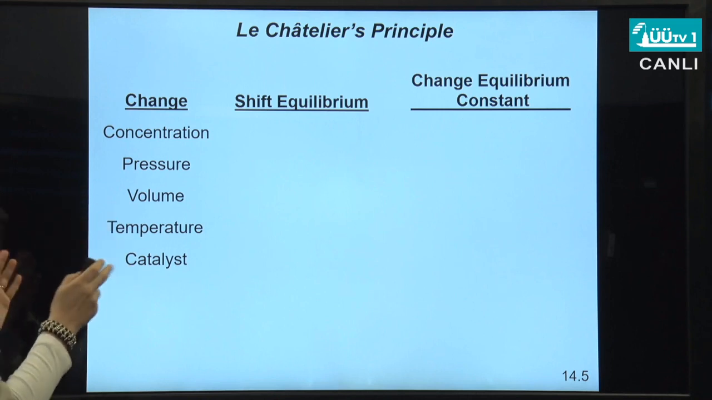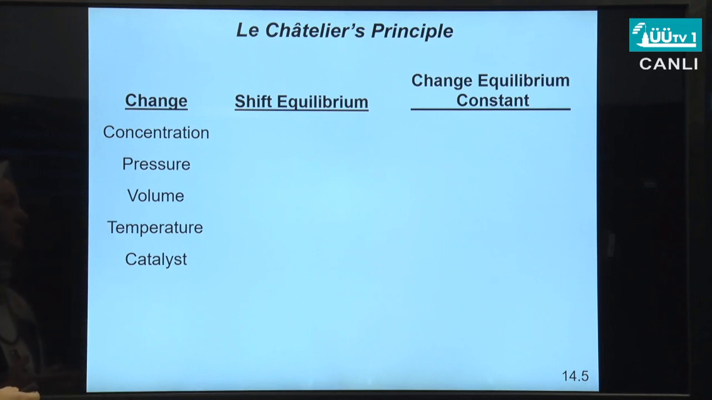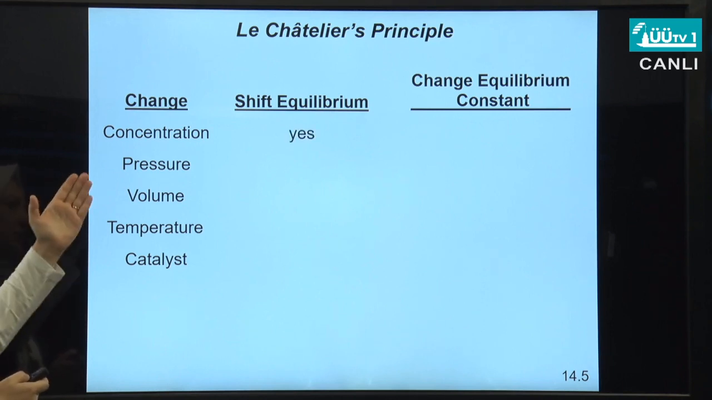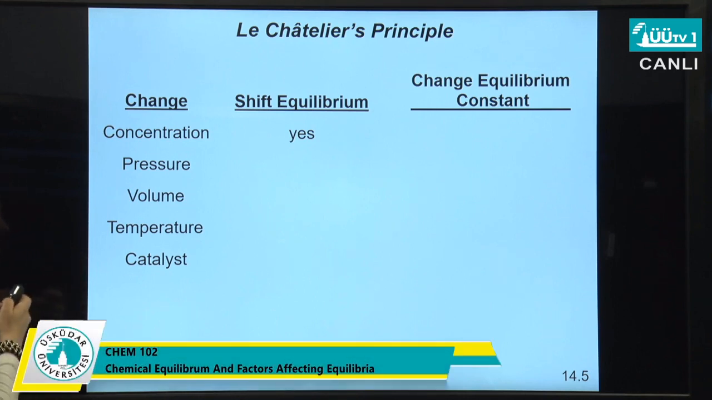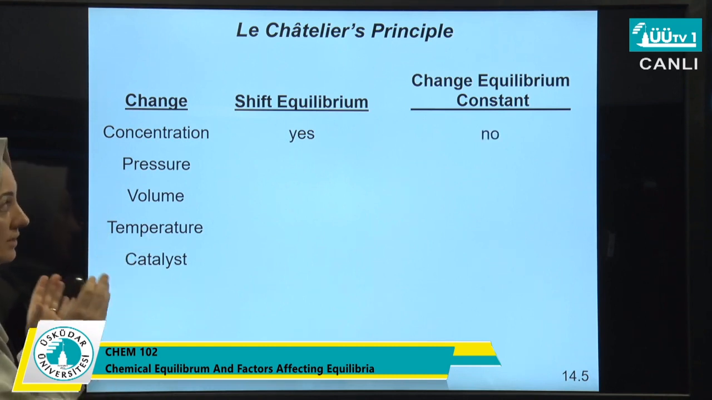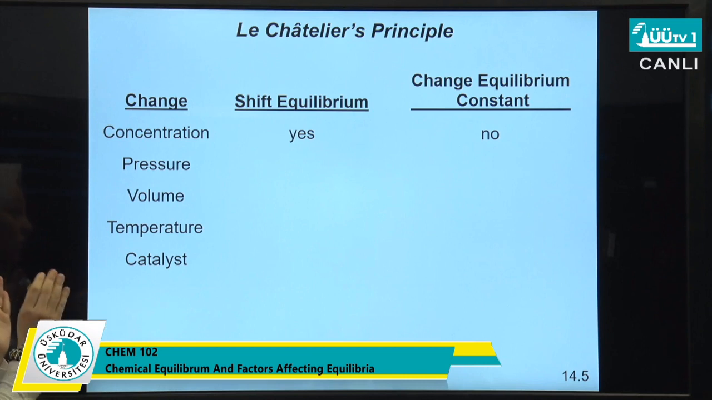Okay, let's summarize with this table. What did we see until now with Le Chatelier's principle? Concentration has an effect on the equilibrium shift. It will shift either to the right or left, depending on the reaction. However, it has no change on the value of the equilibrium constant. The only effect that changes the value of the equilibrium constant is temperature.